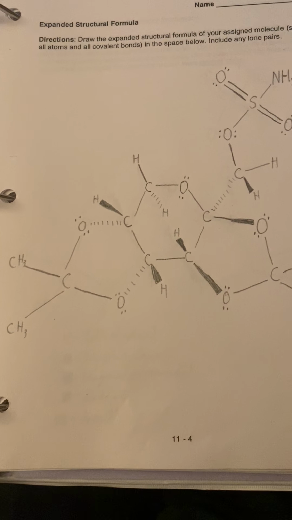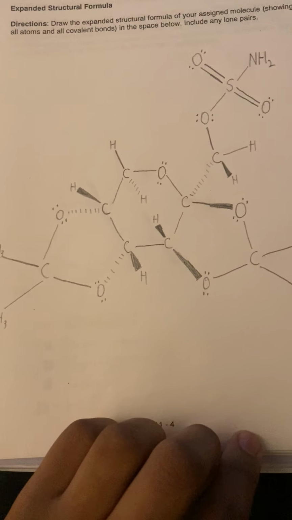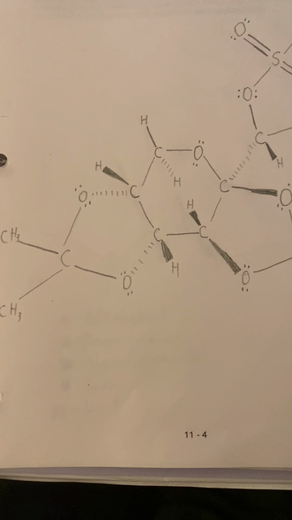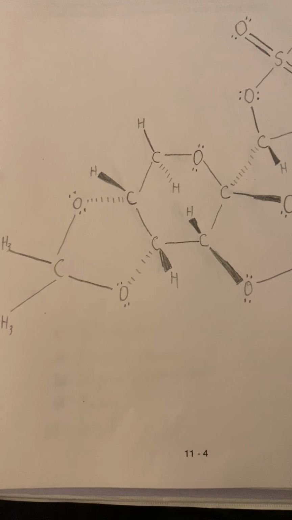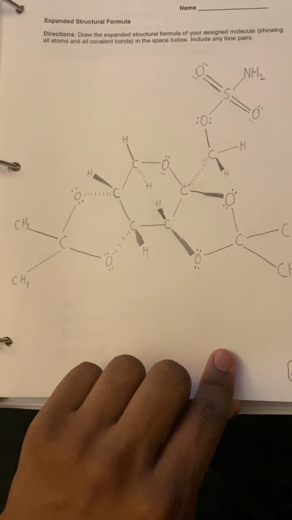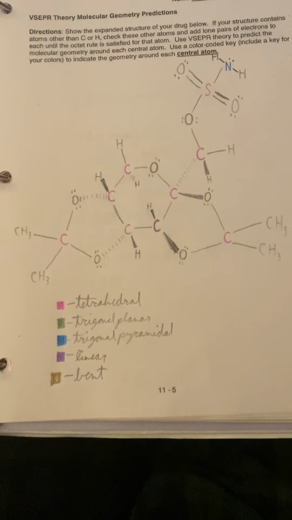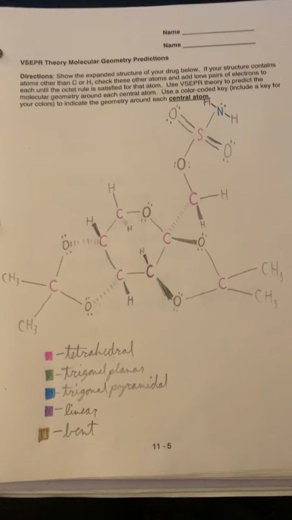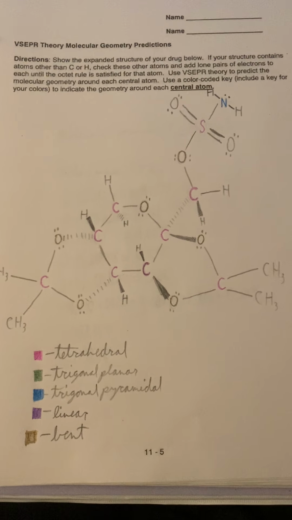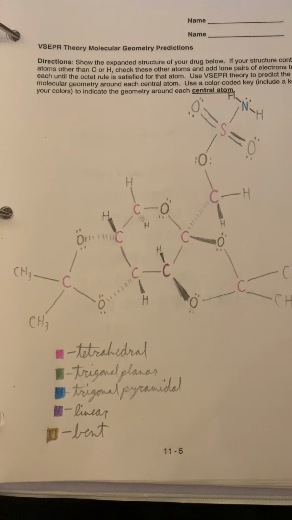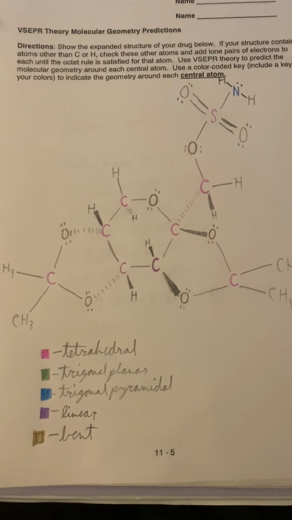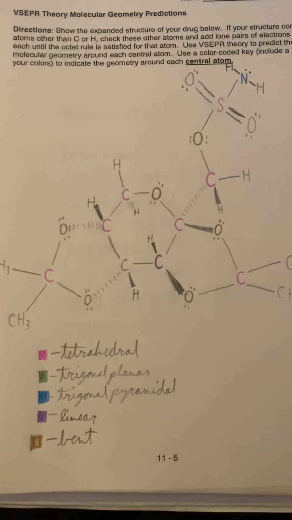This is an expanded structure of the molecule topiramate, one that clearly shows the carbons and hydrogens in the molecule. This is another expanded structure, but this time it shows the molecular geometry of each of the central atoms.